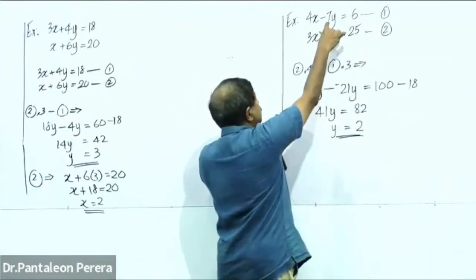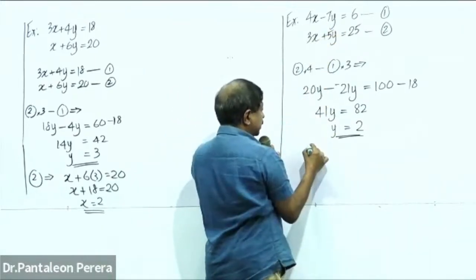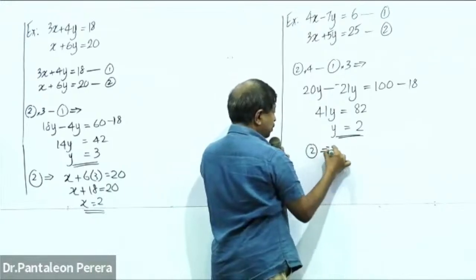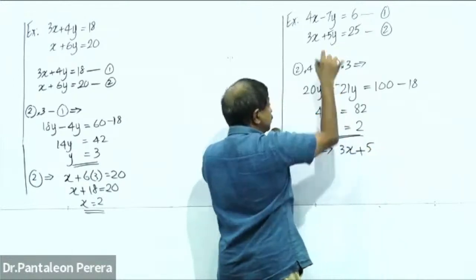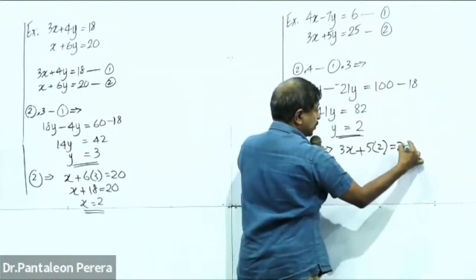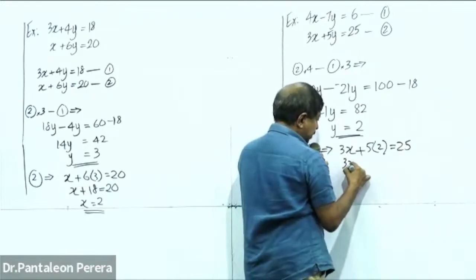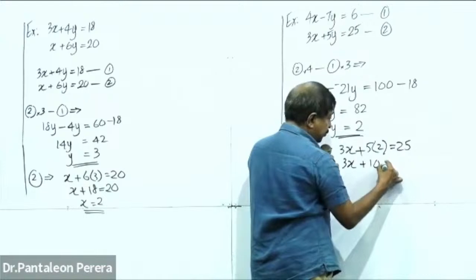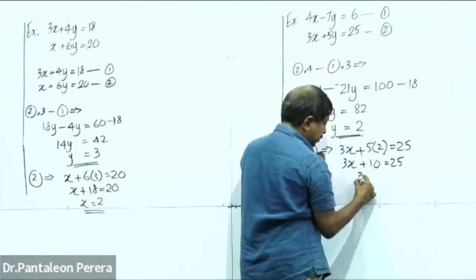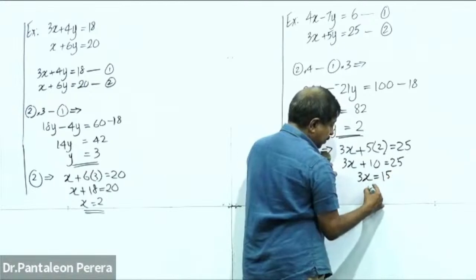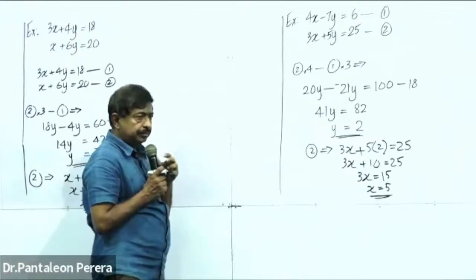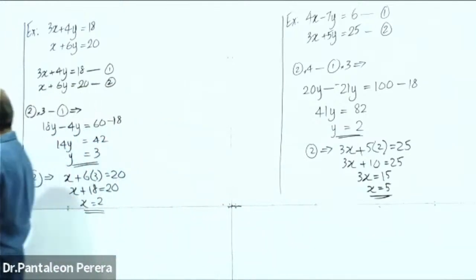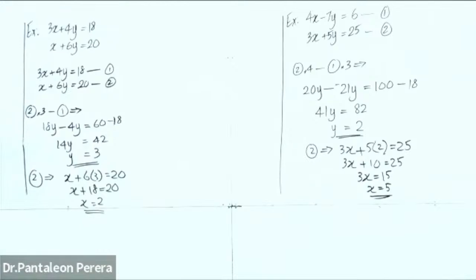Now substitute that value here, or here, anywhere. I'll take 2. 3x plus 5 times 2 is 25. 3x plus 10 is 25. You subtract, that is 15. Divide both sides by 3, you get 5. Right. So I'll leave you the problem 8 as a homework problem.